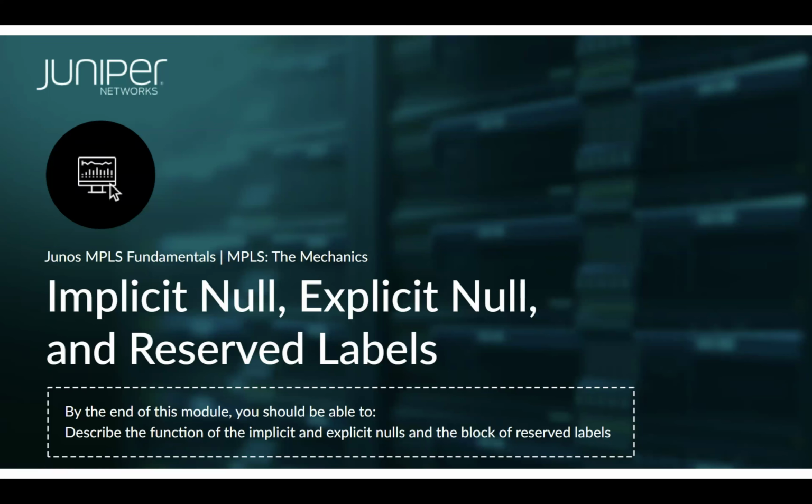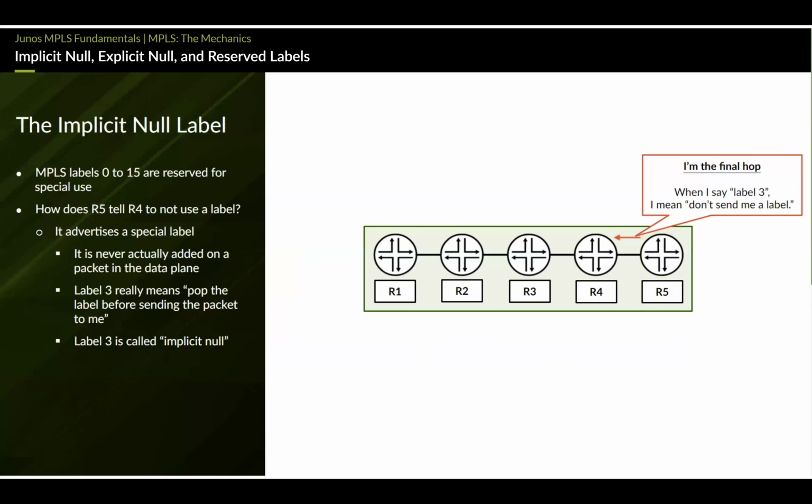In this section we will discuss implicit null, explicit null, and reserved labels. Some labels are reserved and not used in production. Two keywords we use are implicit null and explicit null. So when do we use implicit null or explicit null, and what is the reserved label range? See, implicit null label.